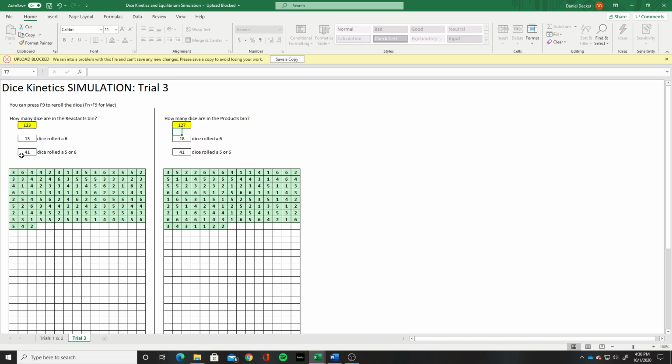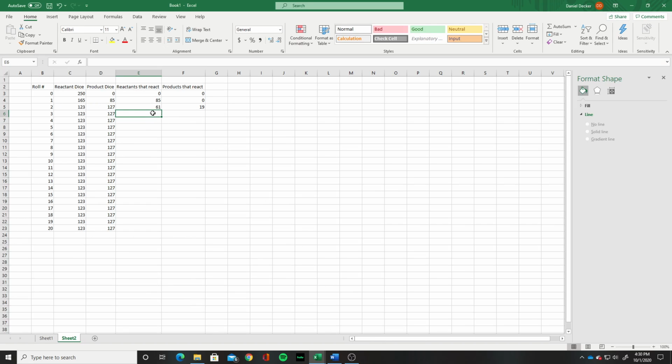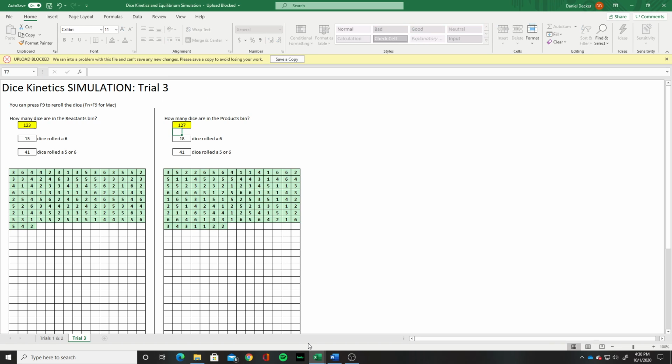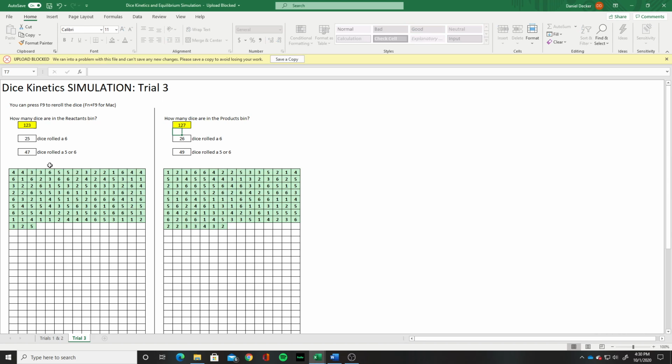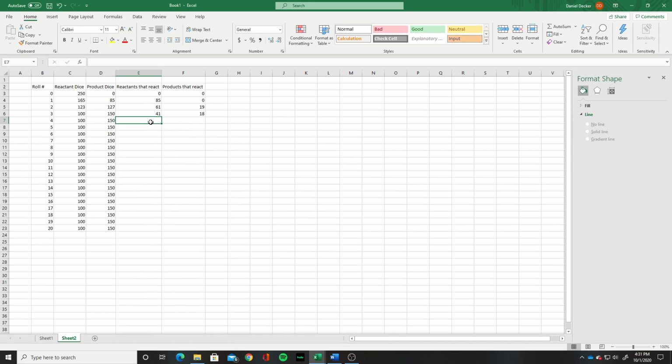And I get 41 of these reacted and 18 of those. Going back again. Oh, I forgot, was it 43 or 41? 41 and 18. Okay. 41 and 18. So now I'm at 100 and 150. So I'm at 25, 22. 25 reactants, 22 products.